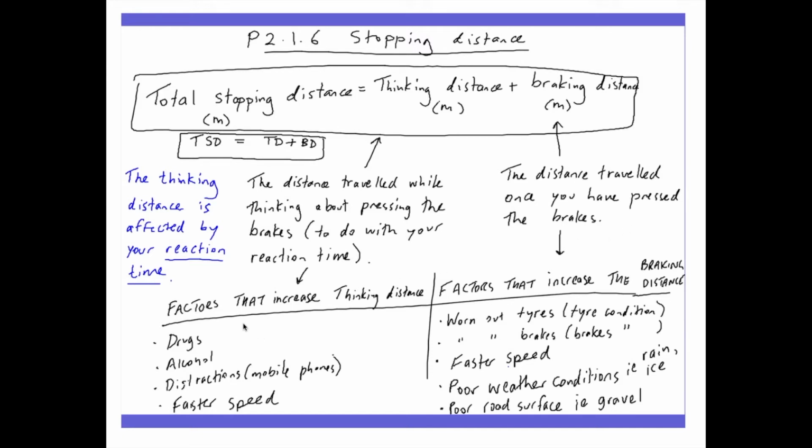Right, now they'll ask you what are the factors that increase the thinking distance. Now, most of the factors are factors that would increase your reaction time, because the thinking distance is affected by your reaction time. So if you're on drugs or alcohol, or if you're being distracted because you're on your mobile phone, which is massively illegal, then all of those things would increase your reaction time.